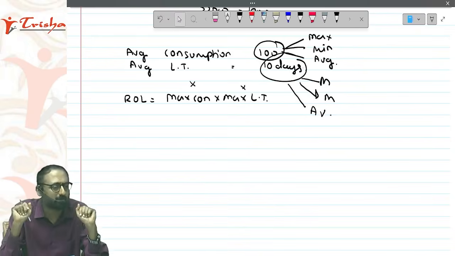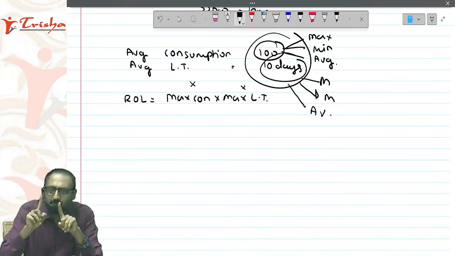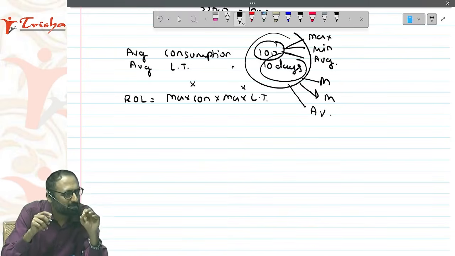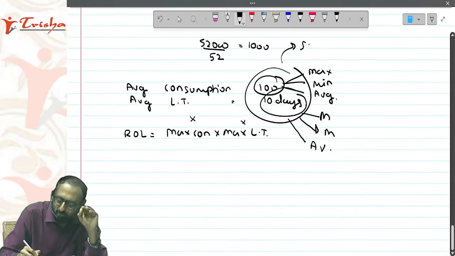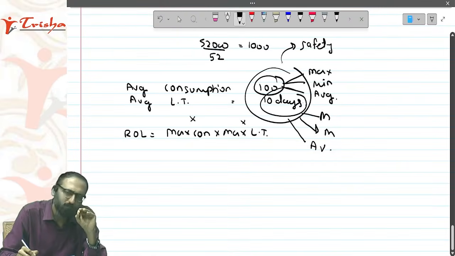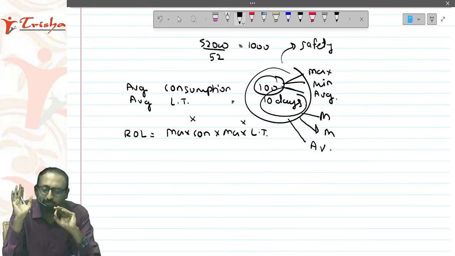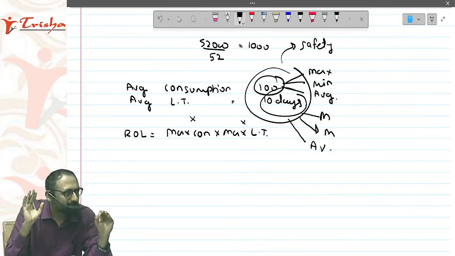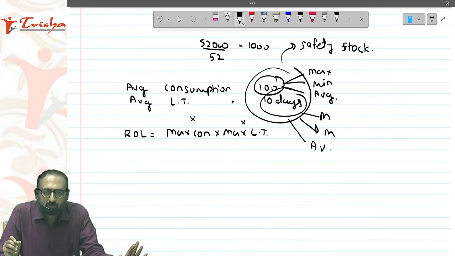And remember one more thing. Sirji, if only one information is given, generally the institute will give you safety stock also. Check questions, Sirji. Whatever questions we solve, if only one consumption is given and only one lead time is given, generally in that question the institute gives safety stock as well. Clear, guys?